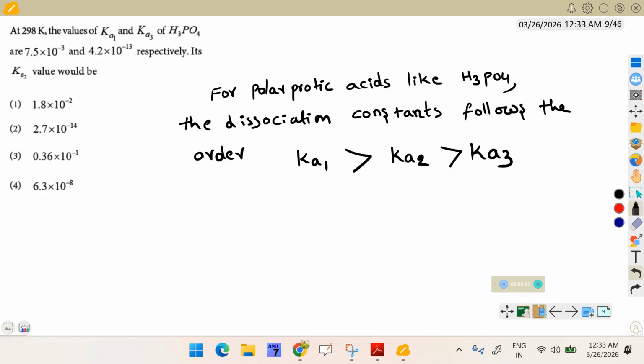At 298 kelvins, the values of Ka1 and Ka3 are given. Calculate the value of Ka2. First of all, H3PO4 is a polar protic acid. For polar protic acids, the dissociation constants follow the order Ka1 is greater than Ka2 is greater than Ka3. Means Ka2 value is in between Ka1 and Ka3. The answer is in between these two values. Based on that, the fourth option is the correct option.